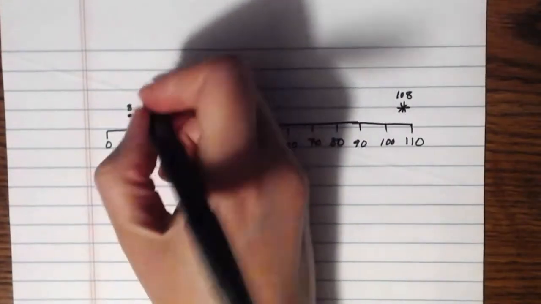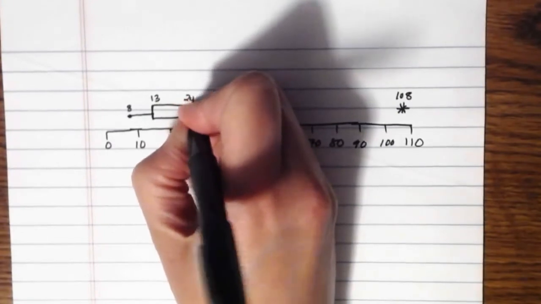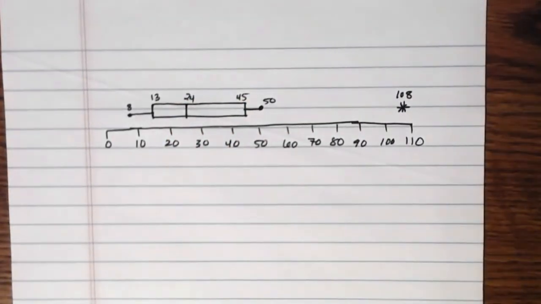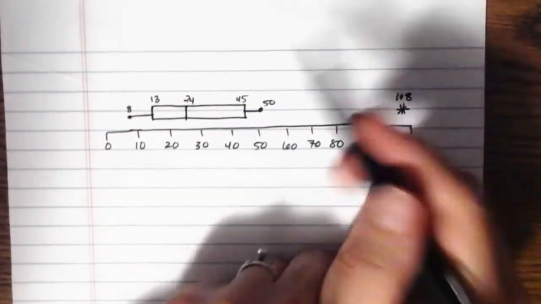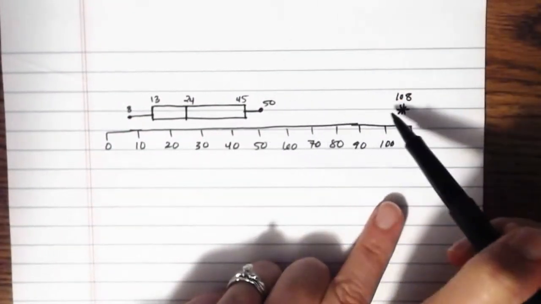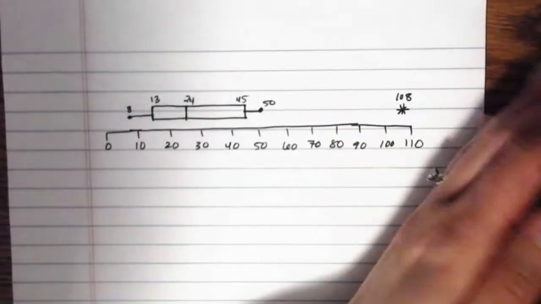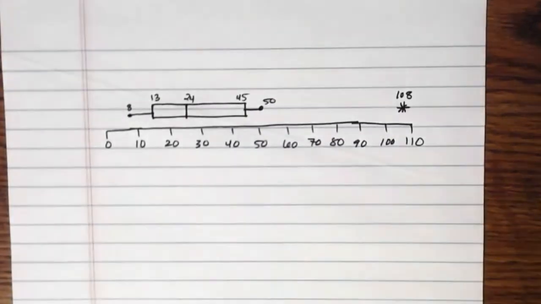And just for added emphasis, you can label these. You know, this one was 13, this was 24, and this was 45, and here we have 50. You don't technically have to label those like that if you've included an axis underneath, but sometimes it's nice for emphasis. Now, had this value of 108 not been an outlier, this line would have extended all the way up to the 108. But because it was an outlier, it's considered separately, and then the line only goes as high as the next data point that's not an outlier.